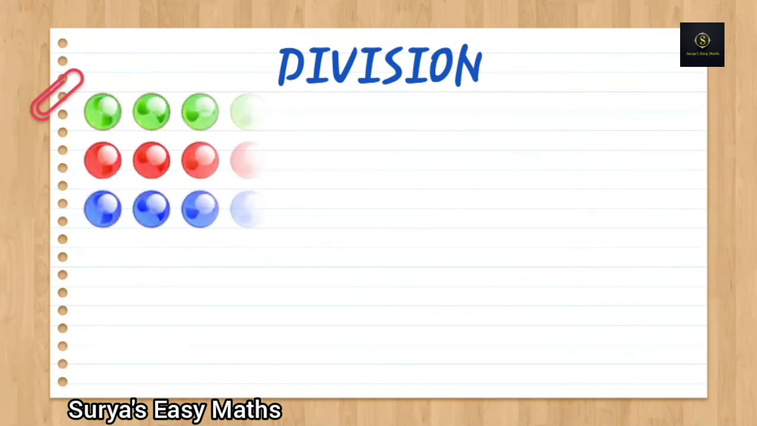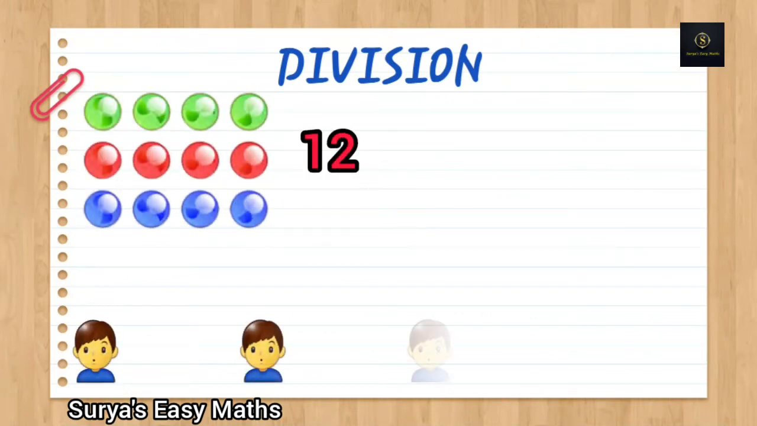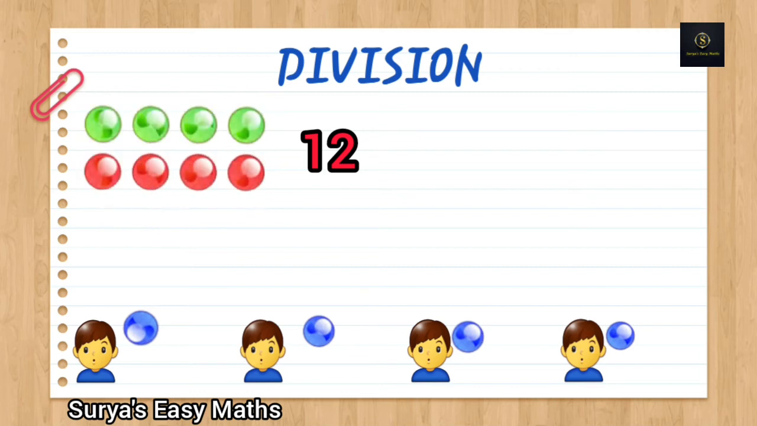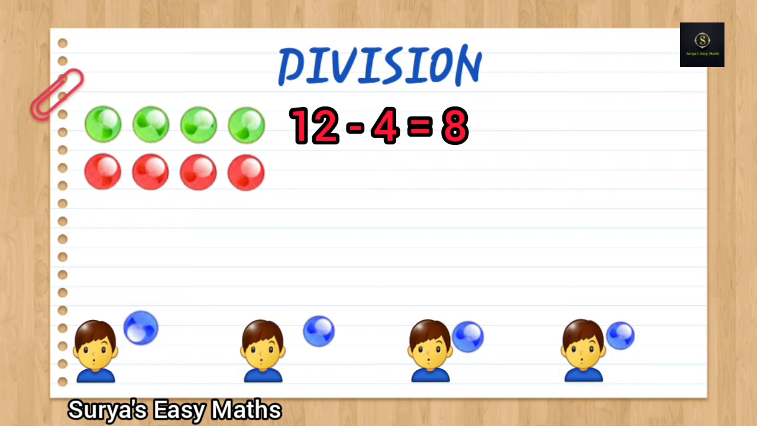Children, see here. Here I have 12 marbles and I want to distribute them among 4 children. So first I give 1 to each child. Yes? So now how many marbles are left with us? Do the subtraction. 12 minus 4 is equal to 8. So 8 marbles are left now with me.